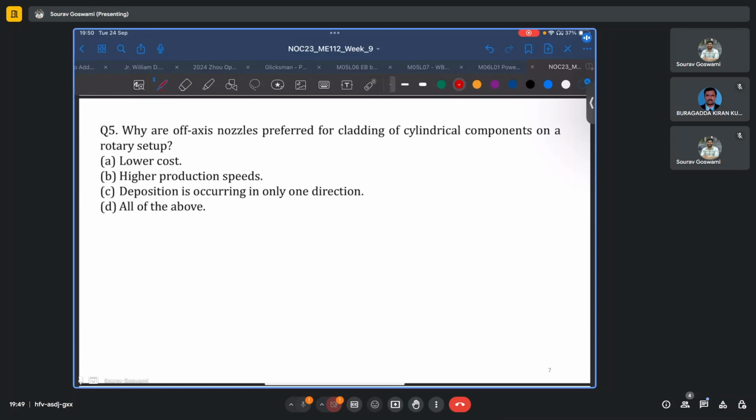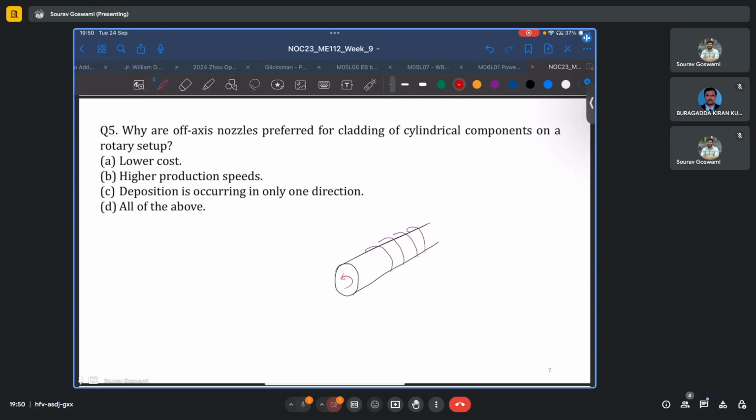Question 5. Why are off-axis nozzles preferred for cladding of cylindrical components on a rotary setup? So as we saw, there are instances where say you have a cylinder and you maybe want to coat some secondary material or some feature on top of it. So it is subjected to some rotary motion. And in such cases, we saw that often off-axis nozzles are used. But what can be the reason for such usage?